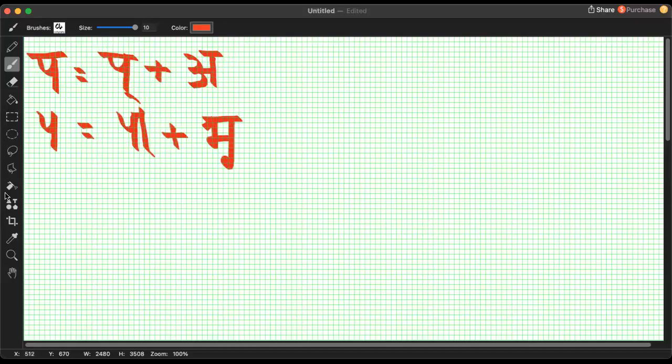If we are writing pā, that is the dirgha, I'll first write this in Devanagari. Okay, this is the pā alphabet in Devanagari. Just to differentiate, I will write it here. This is the Devanagari pā, and on this side I'll be writing the Sharada pā.